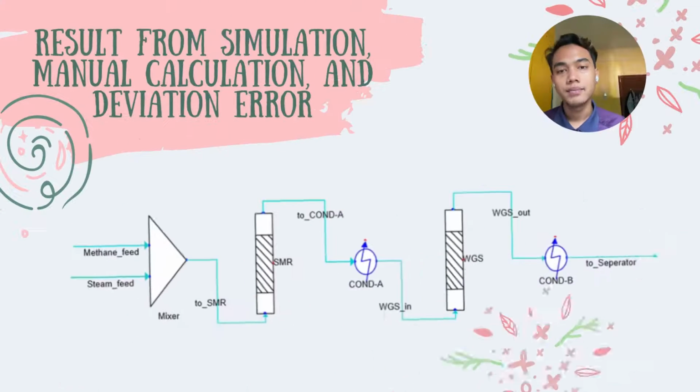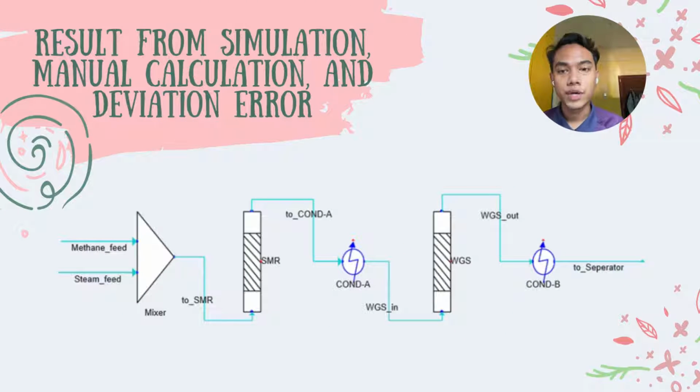So the image you can see below is the process flow diagram we used in the simulation software in Symmetry. We included one mixer, two packed reactors, which is one the SMR reactor and two the WGS reactor, and we also included two condensers in the process flow diagram.